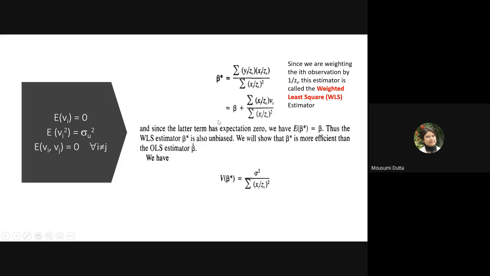So in the similar fashion we do in case of ordinary least square. We replace yi. Here we are replacing yi by Zi. And as we are replacing yi by Zi by the right hand side of the model, we are getting beta star equal to nothing but beta plus summation xi by zi into vi divided by summation xi by zi whole square.